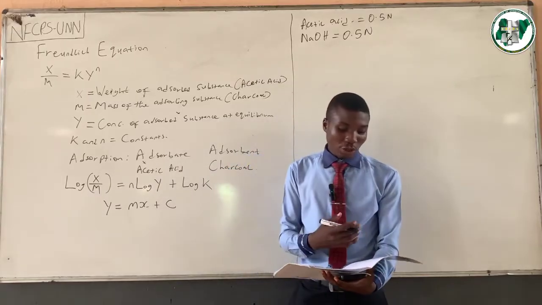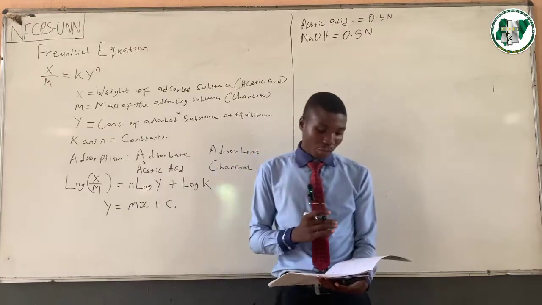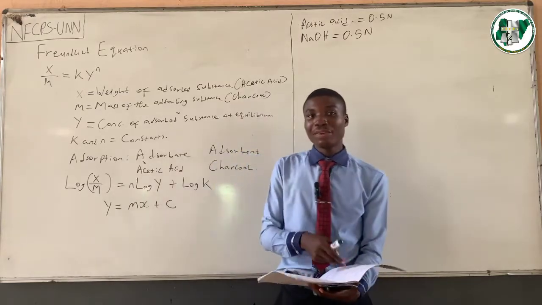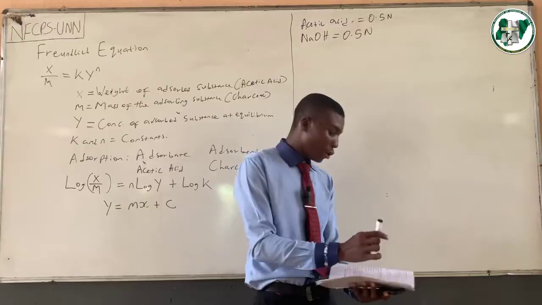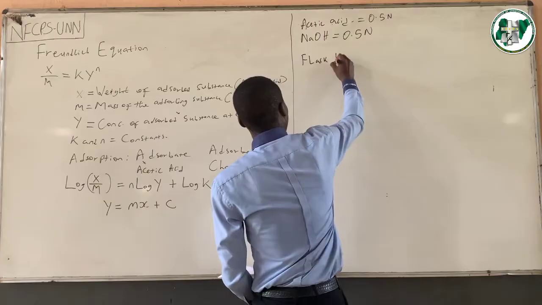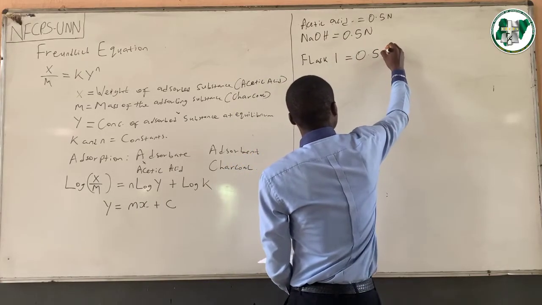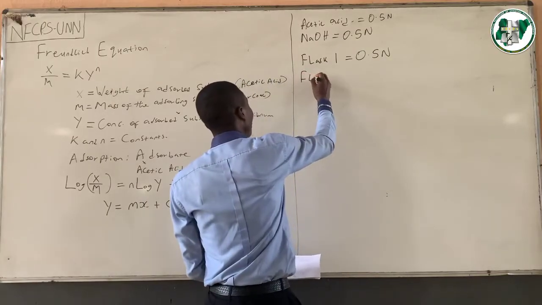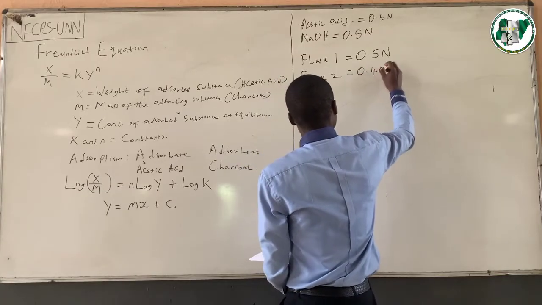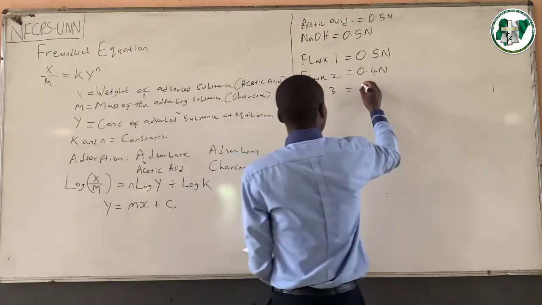Then into each of the flasks, we place 50 ml of acetic acid solution. We have 3 flasks in this case, as opposed to the 5 flasks in your practical manual. Flask 1 contains acetic acid with a concentration of 0.5 normal, then flask 2 contains acetic acid with a concentration of 0.4 normal, and flask 3 contains acetic acid with a concentration of 0.3 normal.